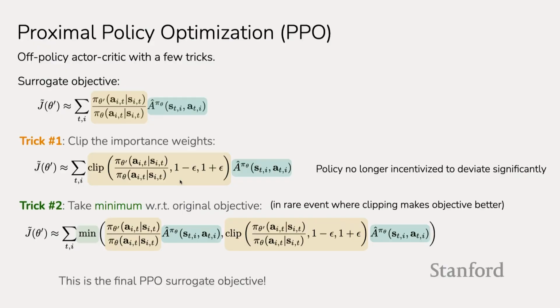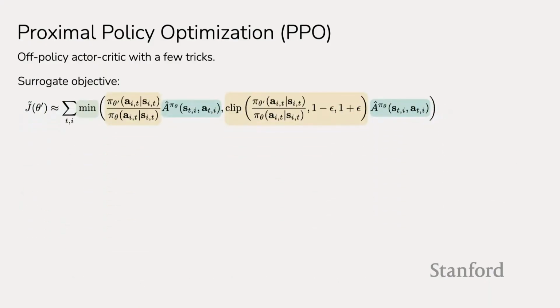Okay, so this is the final PPO surrogate objective. The last trick that PPO does is on estimating the advantage. To estimate the advantage, there's a third trick that's used. This is actually a trick where I'm not sure how necessary it is myself. I haven't done a ton of comparisons.